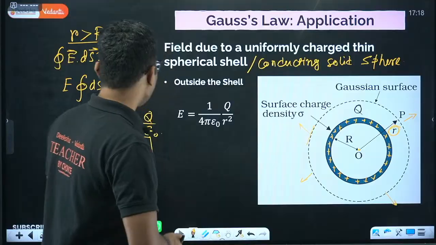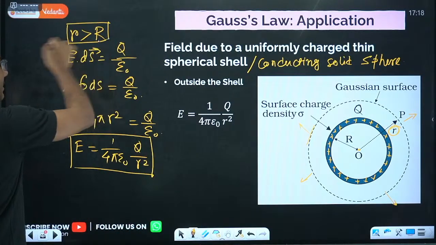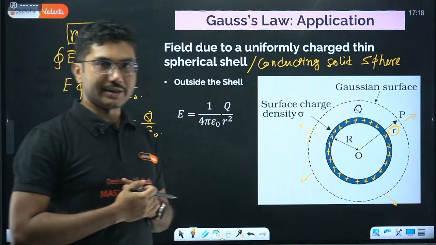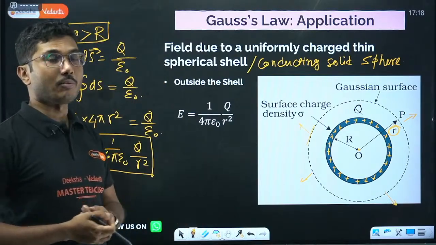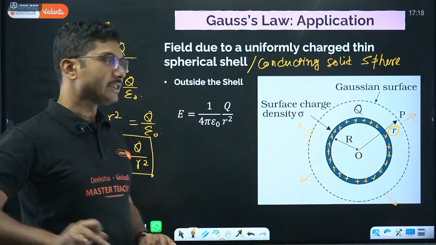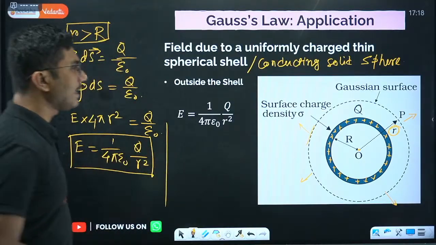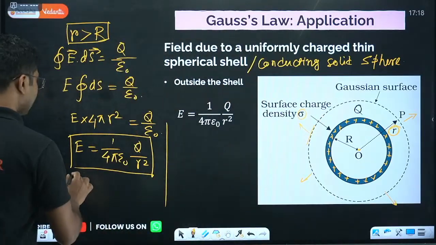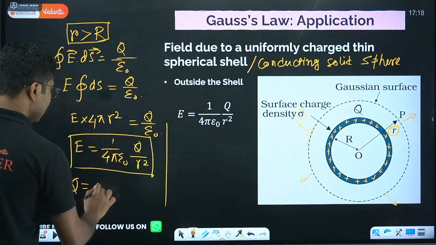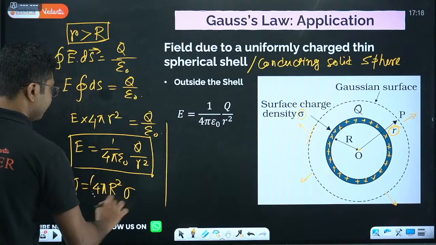Now one important part is, even though you can do that, this is only valid for points which are outside the shell. This formula or concept is not applicable for points inside the shell. We will see that. And one more formula which comes from this fact, that if the surface charge density is given as sigma, then this capital Q can be written as 4 pi capital R square into sigma.